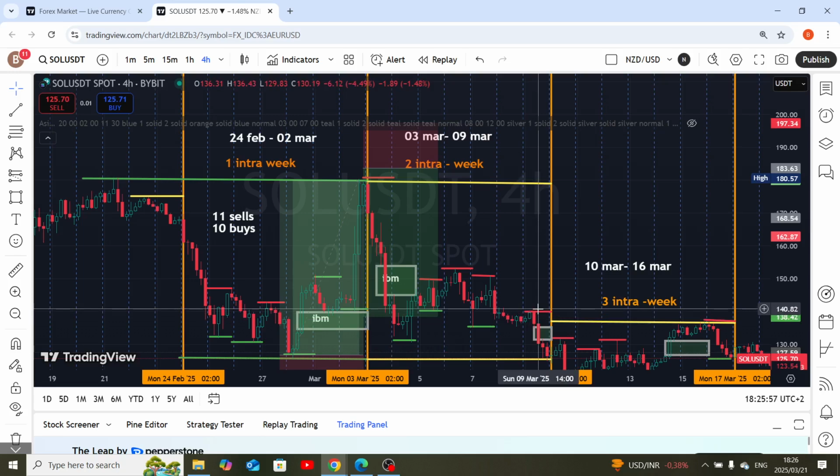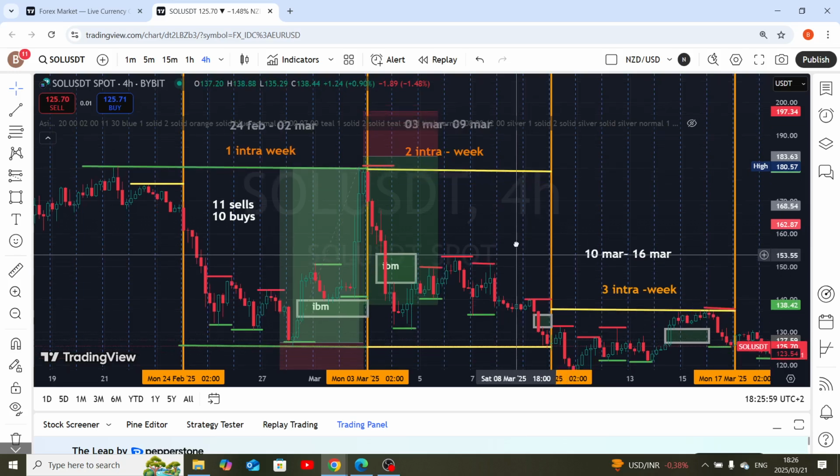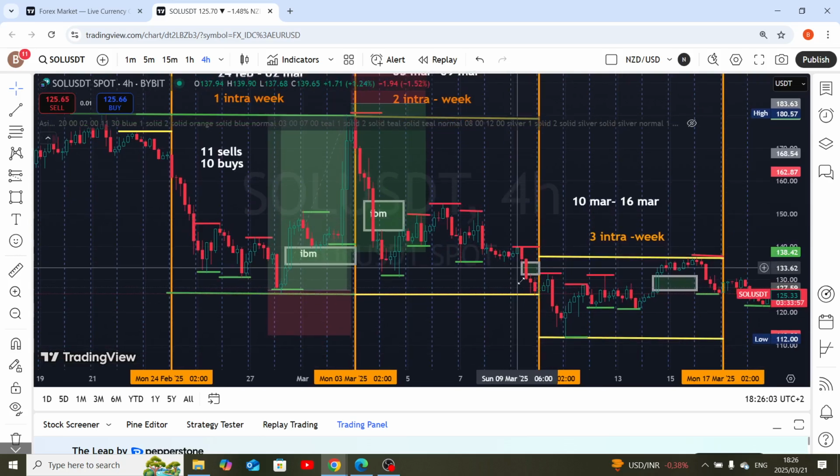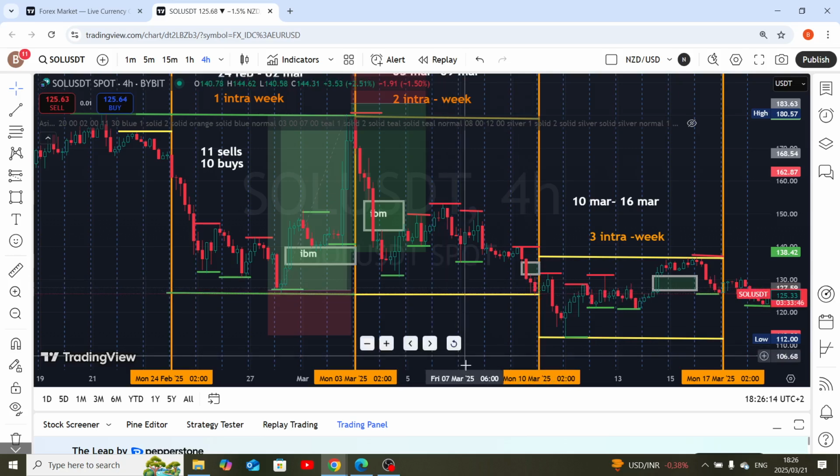So now we saw that the market was bearish. The market was bearish. It sold, even though it activated this pending order from the previous week.